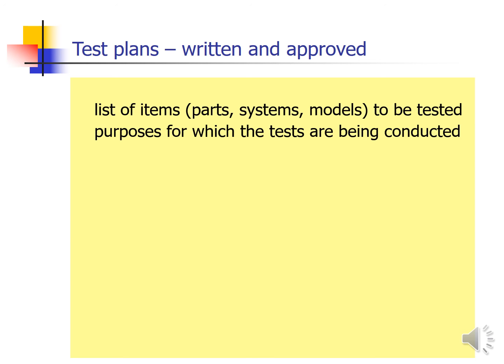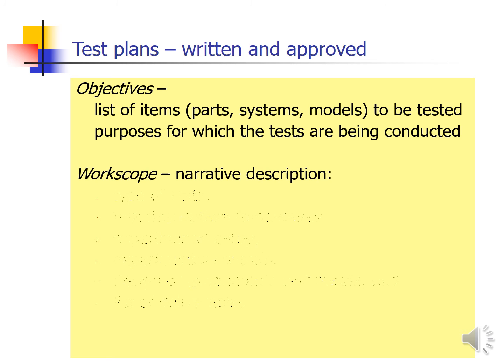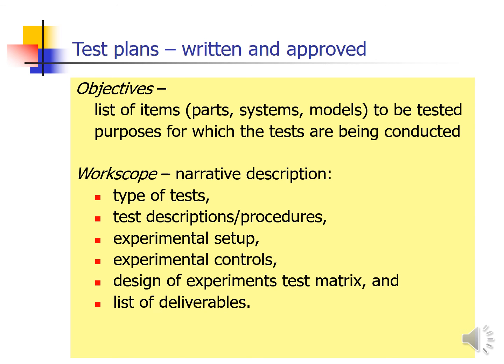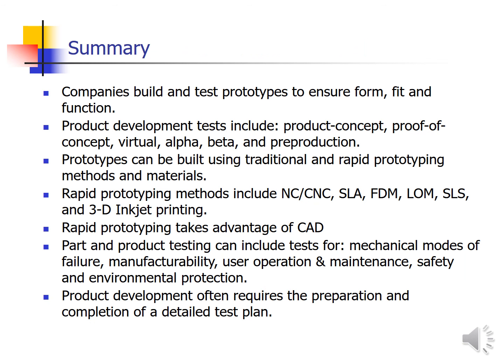How do we conduct the test plan? First, we have an objective. List the item, part, system or model to be tested, and the purpose for which the testing is conducted. Write the work scope, type of test, testing investigation, experiment setup, experiment control, design of experiment, the test metric, and list of deliverables. And then we also need to allocate the budget and the schedule. Okay, that is all for this time.